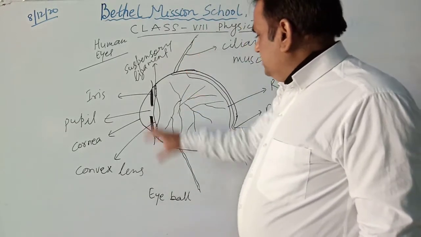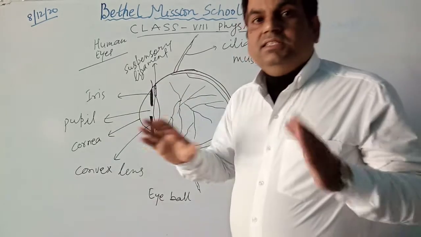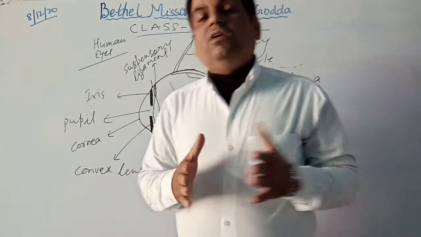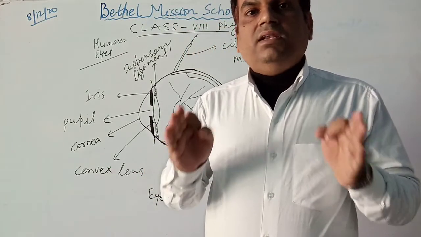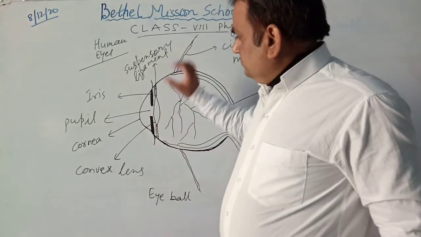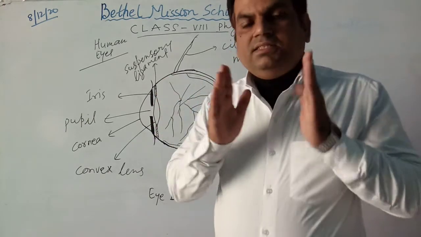Ciliary muscles. This is the lens. It is a convex lens because we know that a convex lens forms a real image. So that's why it is a convex lens. The lens is connected through two suspensory ligaments.